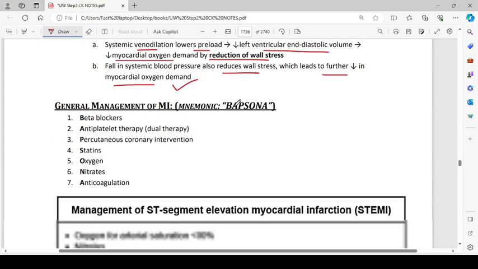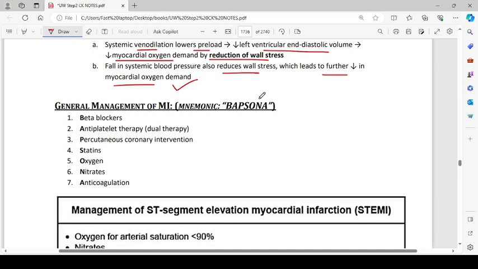General management of MI is BABSONA. It can also be MONA B. So, but BABSONA, okay.